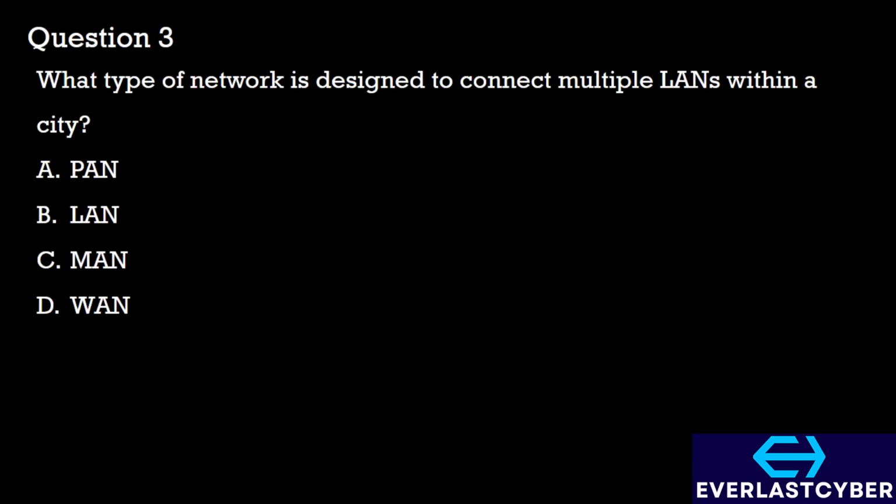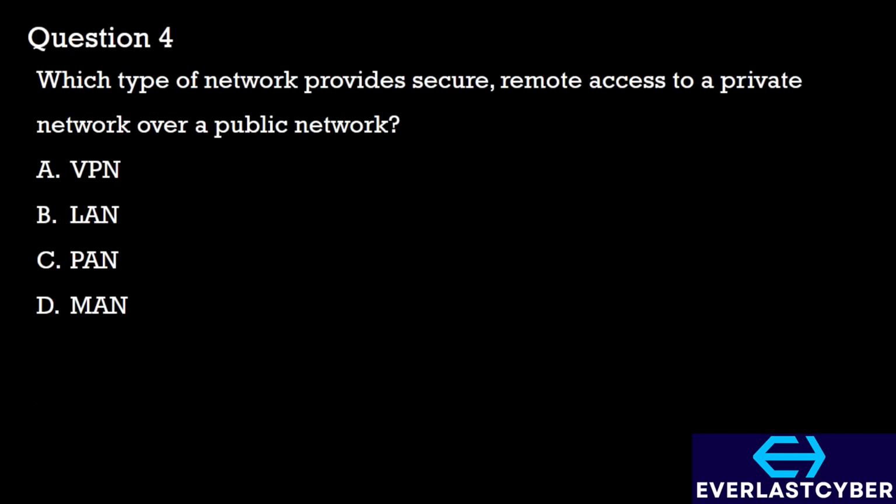Question 3. What type of network is designed to connect multiple LANs within a city? A. PAN, B. LAN, C. MAN, D. WAN. For this, we'll be going with option C. A MAN or Metropolitan Area Network connects multiple LANs within a city or metropolitan area. Question 4. Which type of network provides secure remote access to a private network over a public network? A. VPN, B. LAN, C. PAN, D. MAN. For this, we'll be going with option A. The VPN or virtual private network provides a secure encrypted remote access to a private network over the internet.